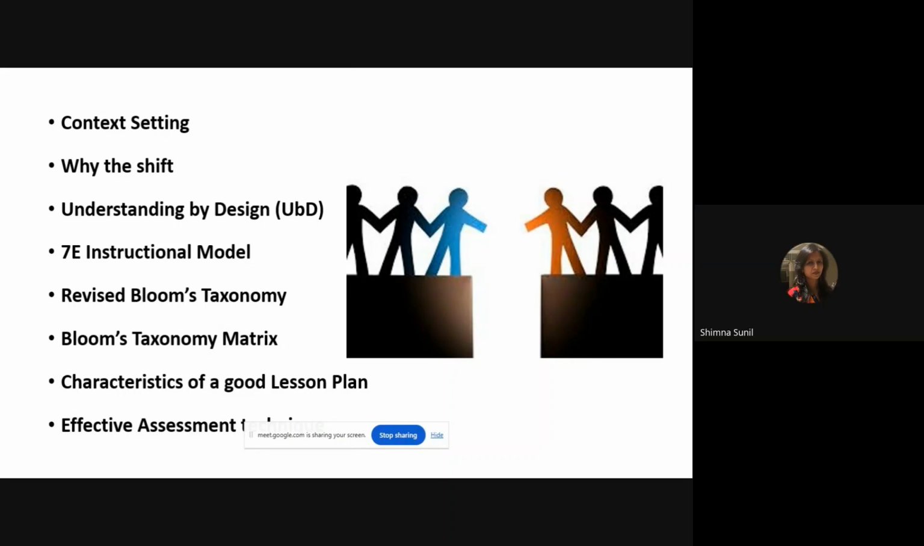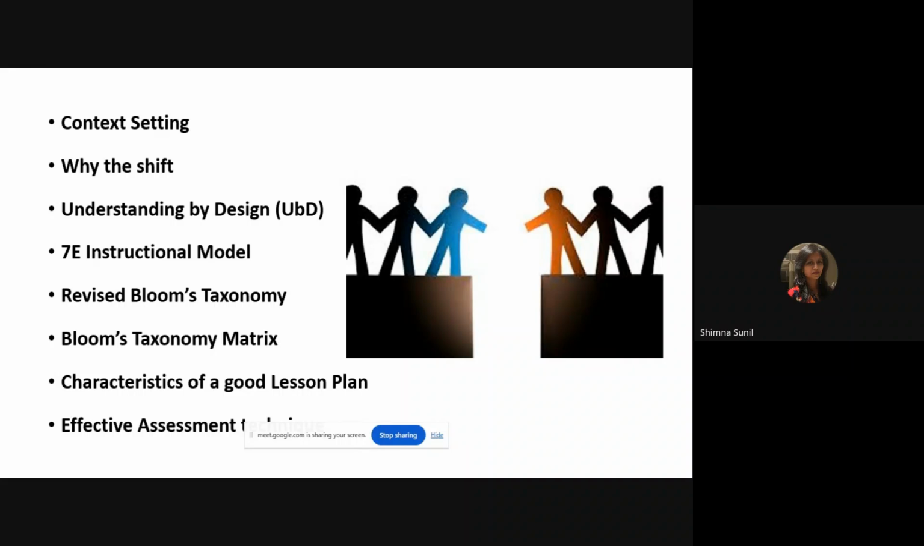Yeah, so that's about understanding by design. Then we will quickly go through the 7E instructional model, which is again a very descriptive and comprehensive model that will help us to develop a very good lesson plan. You might have heard these terminologies and frameworks earlier also. Very good if you have already heard about it, and if you're already using it, that's much better. But yes, these models and frameworks are very important to understand Bloom's taxonomy and the teaching learning process.